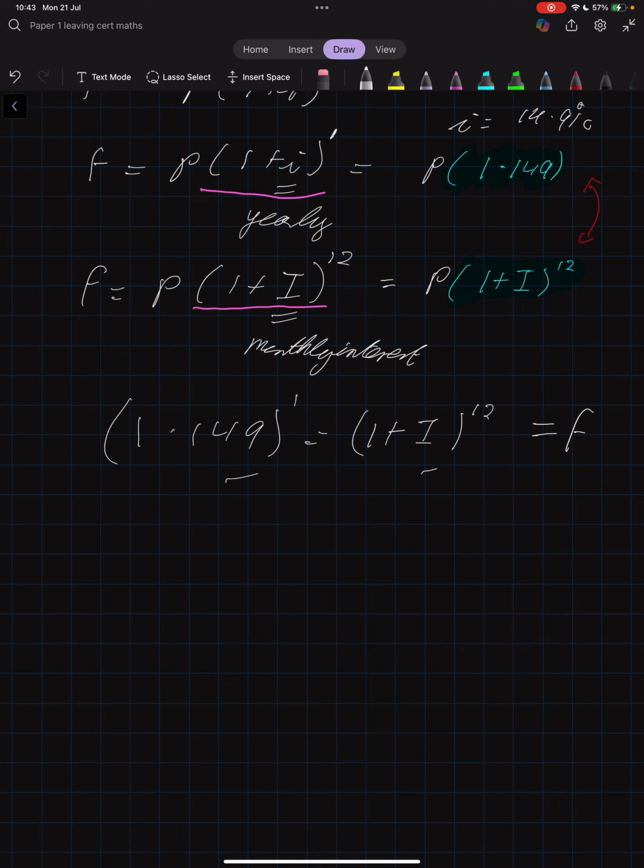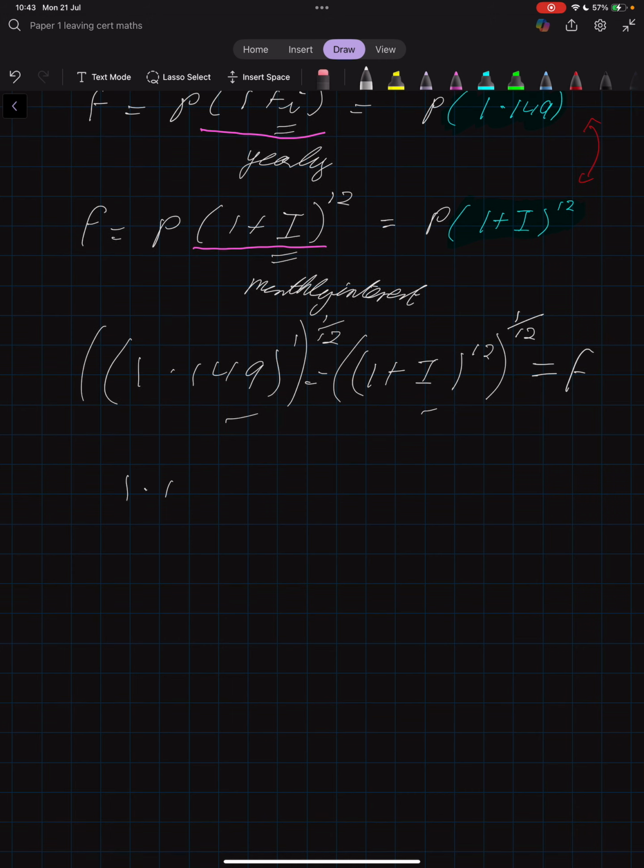Now the thing is, I want to solve for what I is. So the capital I, I want to know what is that number. What you do is, you raise both sides to the power of 1 over 12. So again, this is back to your chapter of indices. On the left hand side, I get 1.149 to the power of 1 over 12. So remember, you multiply these two things together. Multiply these two things together, I get 1 plus I. So I get that I is going to be 1.149 to the power of 1 over 12 minus 1.